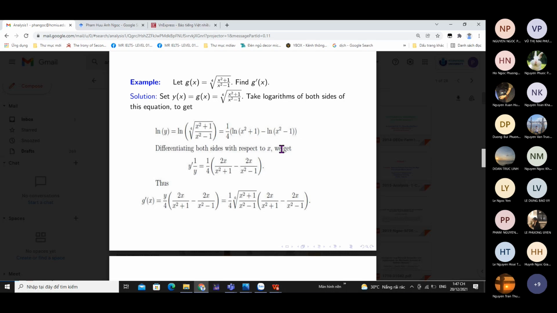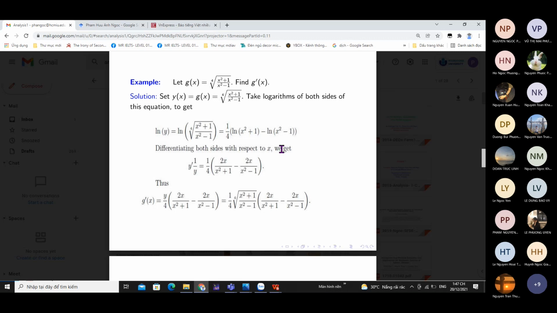and you have natural log of g equal to natural log of the fourth root of x squared plus 1 over x squared minus 1. And using basic properties of the logarithmic function, you have 1 over 4 times natural log of x squared plus 1 minus natural log of x squared minus 1. Now we differentiate each term of this equation with respect to x.